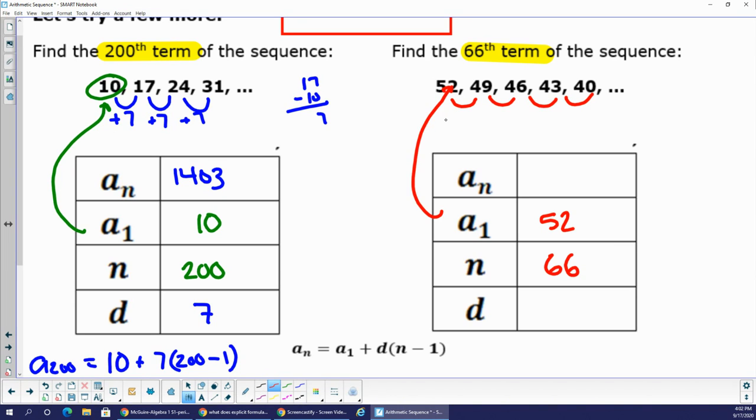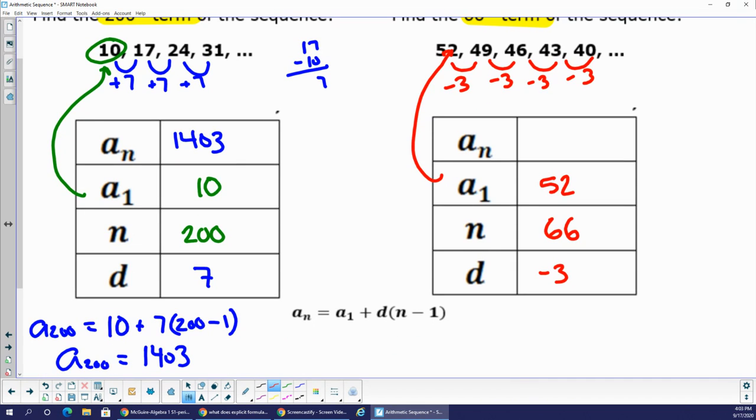52, I'm going to have to subtract 3. 49 to 46, we are subtracting 3. Always, like I said, check a few of these because the first two might match, but then maybe it doesn't start to match. I see that I have a common difference here of a -3, so d is a -3. Come down here, plug this all into my formula. I'm looking for the 66th term. My first term in my sequence was 52.